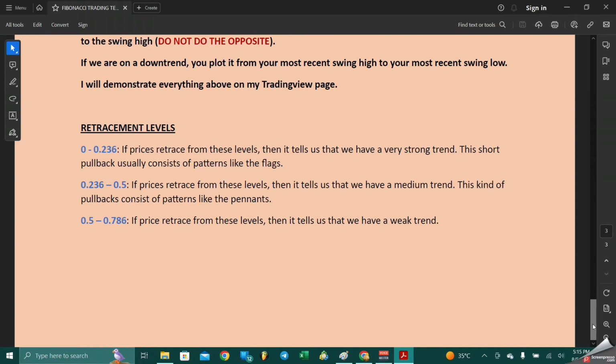This is the end of part 1. In the next video, we'll talk about combining Fibonacci retracement tools with other strategies like support and resistance, chart and candlestick patterns. We'll also talk about the last 2 Fibonacci tools that I use.